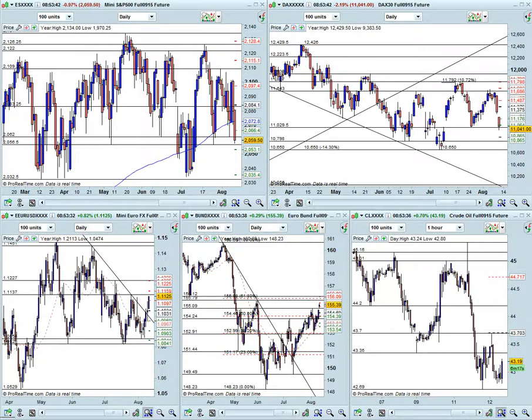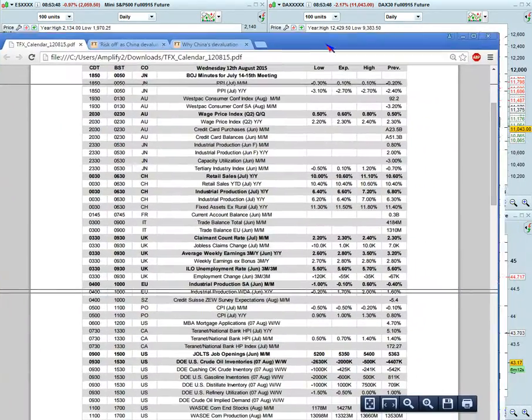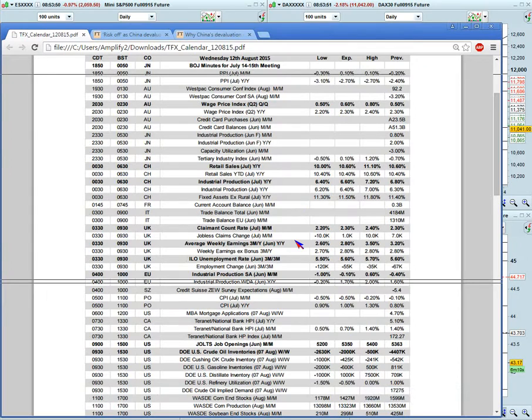Right, let's look at the calendar for the day. We've got some data from the UK coming at 9:30. Let me bring the calendar into the screenshot here. So, first Italian trade balance at 9. Then we've got the employment report from the UK at 9:30. We'll be looking at the claimant count, jobless claims. We've got average weekly earnings. As you will know, this is important with regards to measuring wage growth.